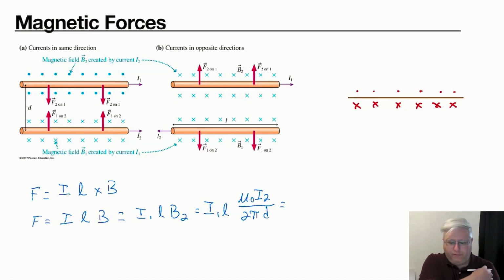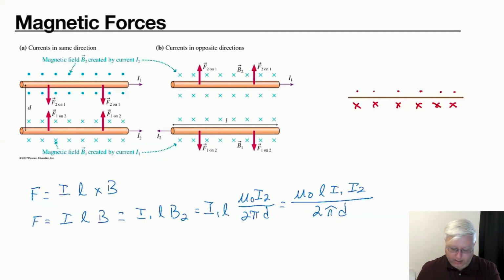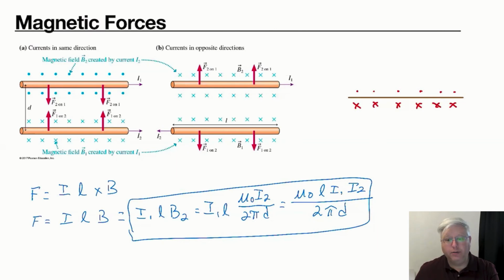We can rearrange this a little bit more to make it a little bit simpler. So mu naught, we'll basically take these and put them in the numerator to make it cleaner looking. And so this is basically the relationship we have for the force between any two wires.